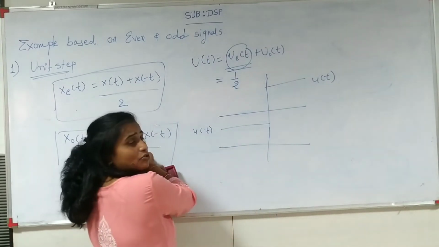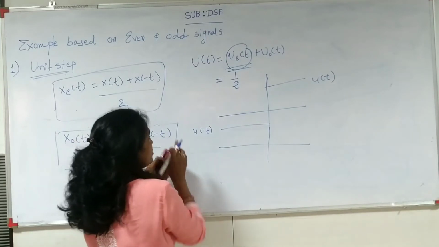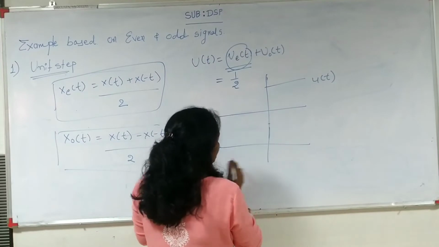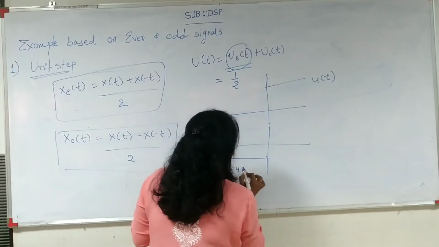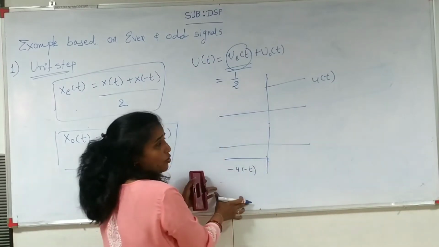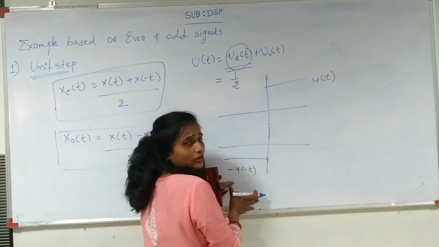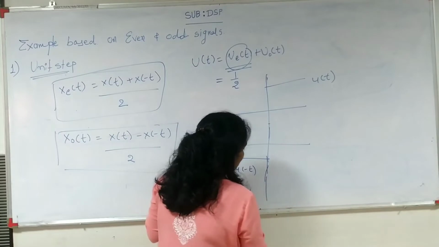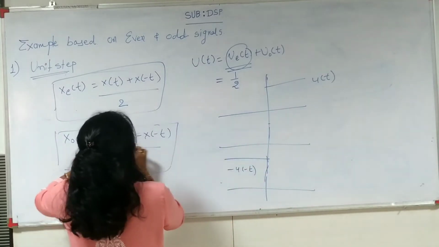But it's a minus of u of minus t. Okay, so I am reversing the amplitude. So my u of minus t is nothing but in this way. Now add these two signals. Suppose I am adding these two signals, then what is the final value? Because we have to add this value.